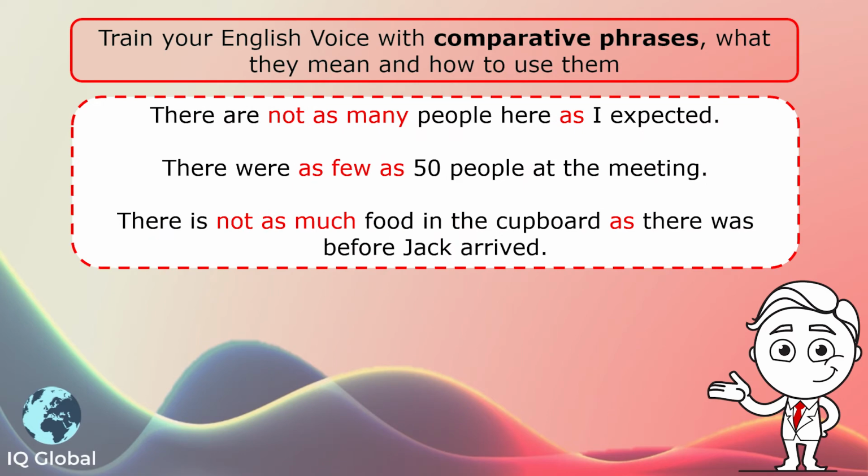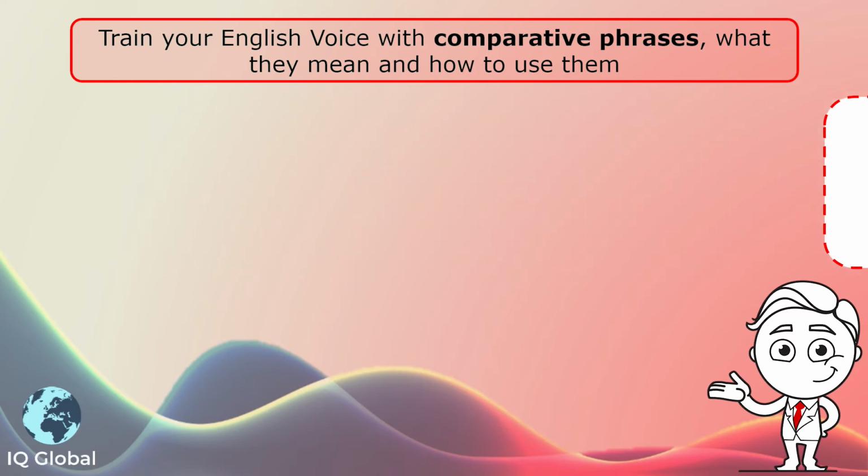Let's look at an example about how to compare quantities. The first example. There are not as many people here as I expected. Number 2. There were as few as 50 people at the meeting. And the third example. There is not as much food in the cupboard as there was before Jack arrived. We don't know exactly what the quantity of food is. We just know it's not as much as it was before Jack arrived.